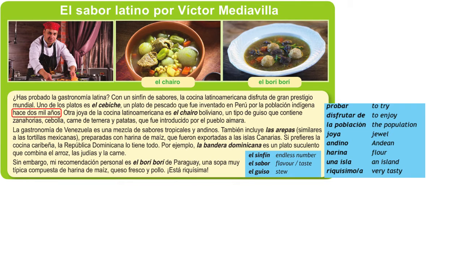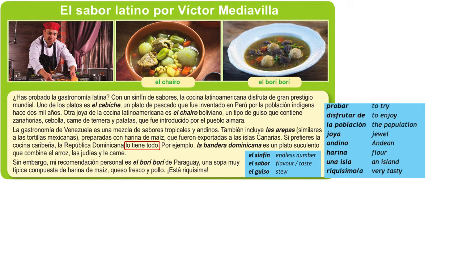Hace 2000 años, we've already looked at. Hace plus time means ago. So 2000 years ago, hace 2000 años. La República Dominicana lo tiene todo. So this was just this phrase here. Si prefieres la cocina caribeña, if you prefer Caribbean cooking, la República Dominicana lo tiene todo. Literally, it has all. So it has it all. And the lo means it. So tiene, it has, lo, it, todo, all.